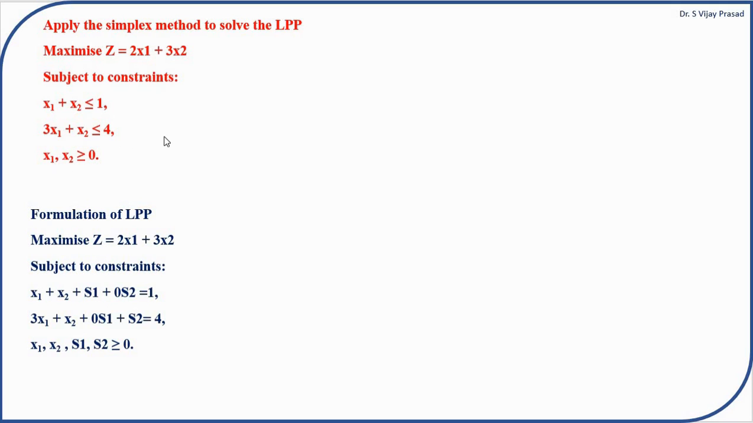Now first we need to formulate this LPP. How to formulate the LPP? Let us understand how to formulate the LPP first. Now I'll explain the formulation of LPP. Here is our problem, given in terms of maximization. If your problem is given in terms of minimization, we have to convert it into maximization.